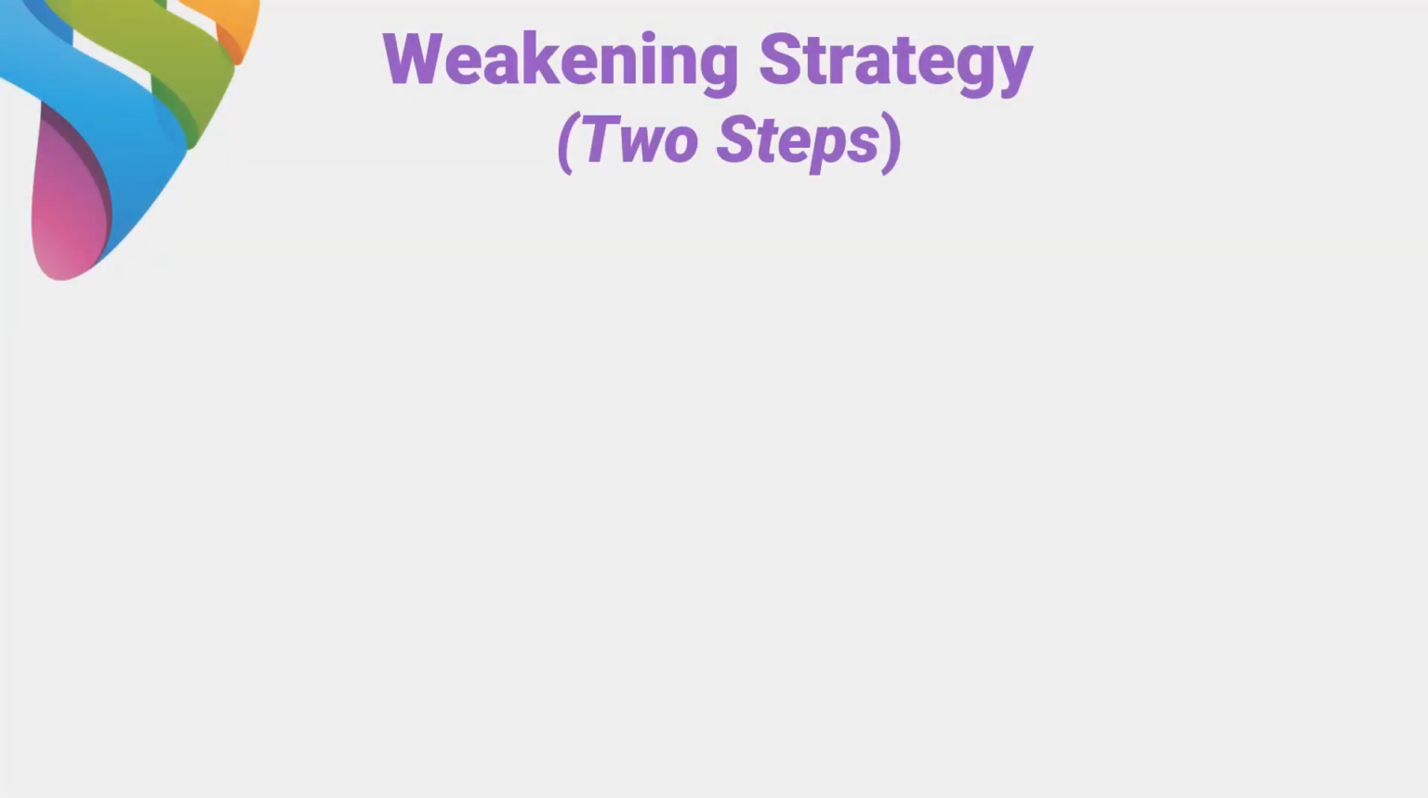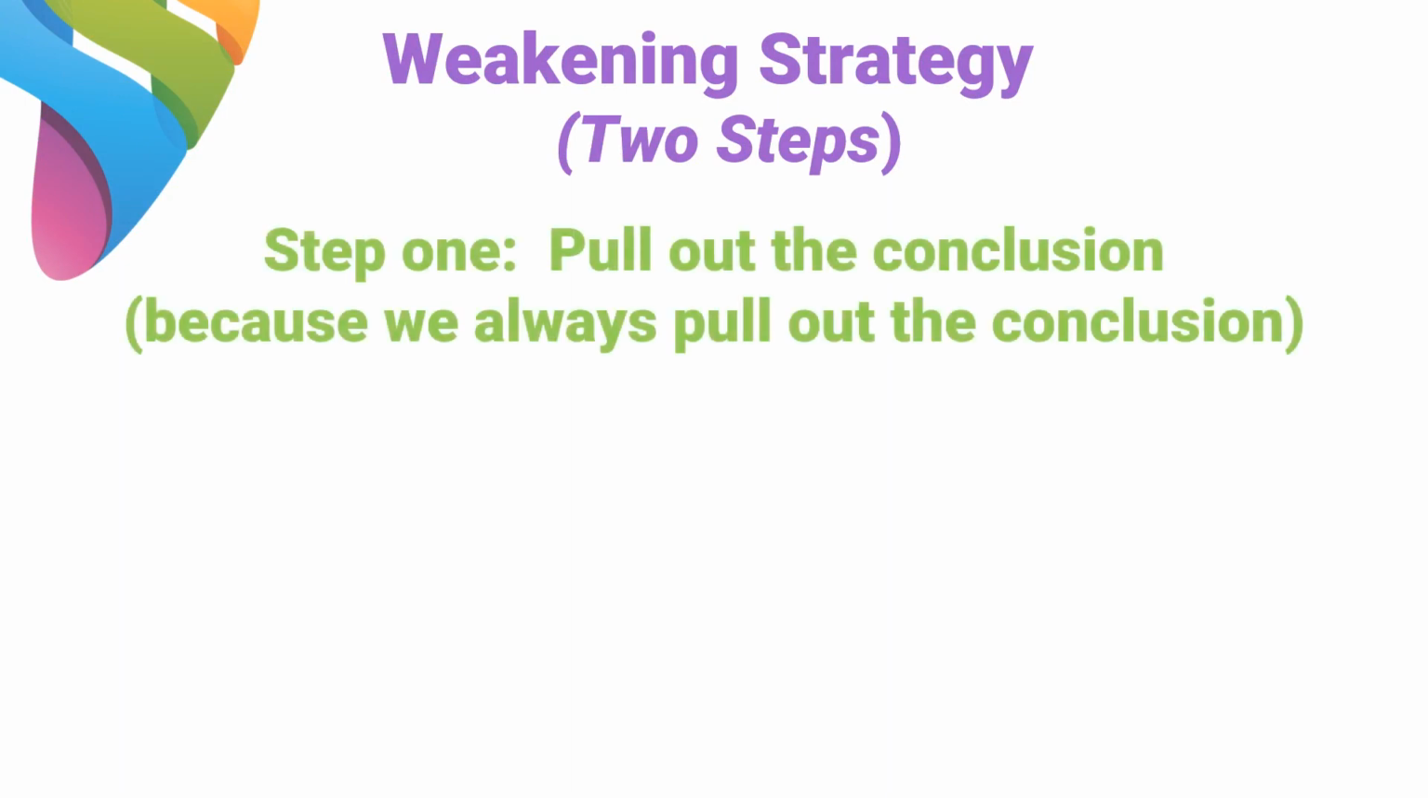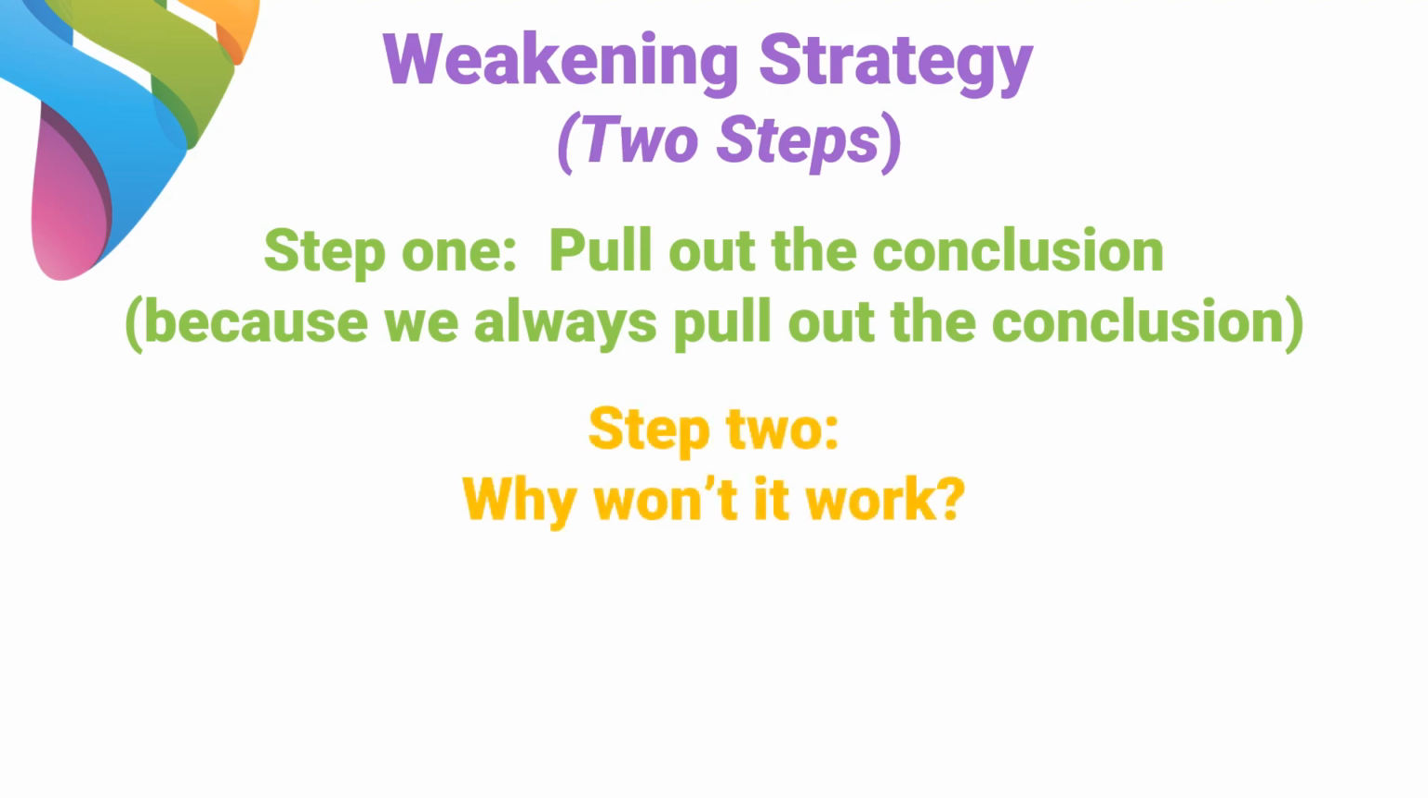Okay, let's get on to those weakening questions. There are 2 steps to nail any weakening question. First, pull out the conclusion, because we always pull out the conclusion. And remember, you can think about the conclusion as what will happen, or a prediction, or a recommendation. Second, ask yourself, why won't this work? Specifically, the test is really asking you to look for one of 2 things.